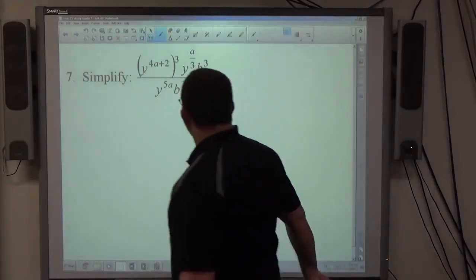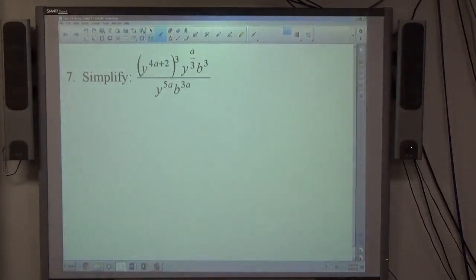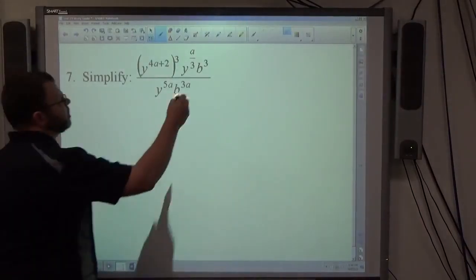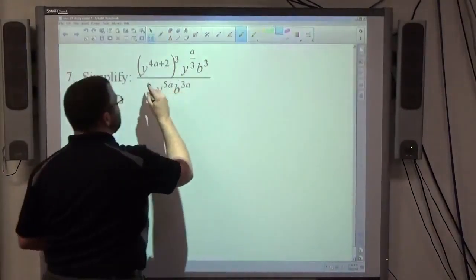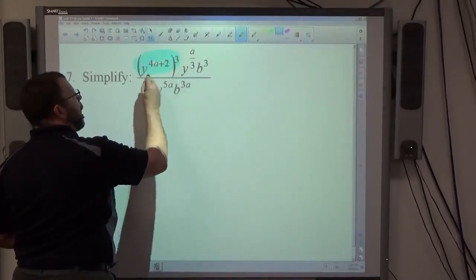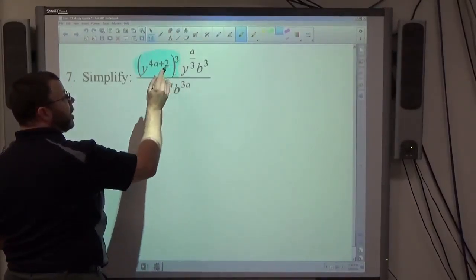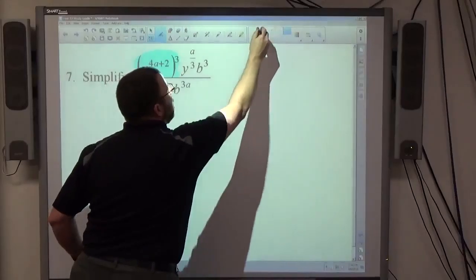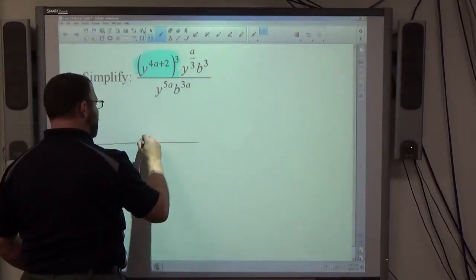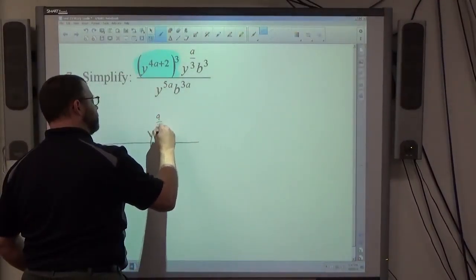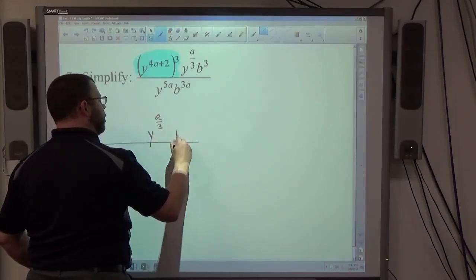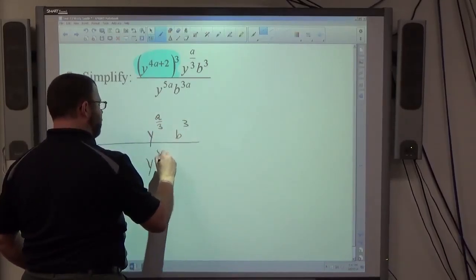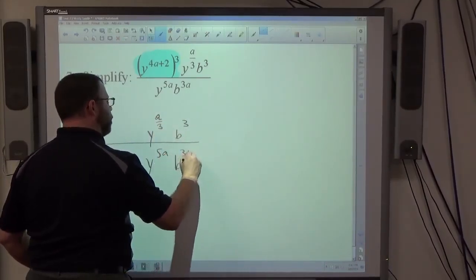Number 7, we're going to simplify a power expression. The first step of power expression simplification is if you have a power to a power, you deal with that first. Everything else is just going to come along for the ride in this first step. So I'm going to leave y to the a over 3, b to the third, y to the 5a, b to the 3a alone.